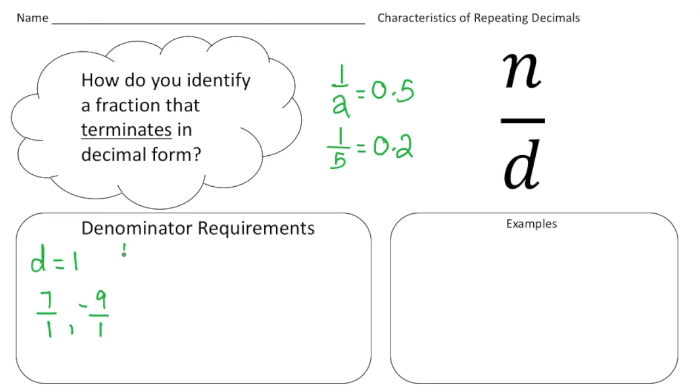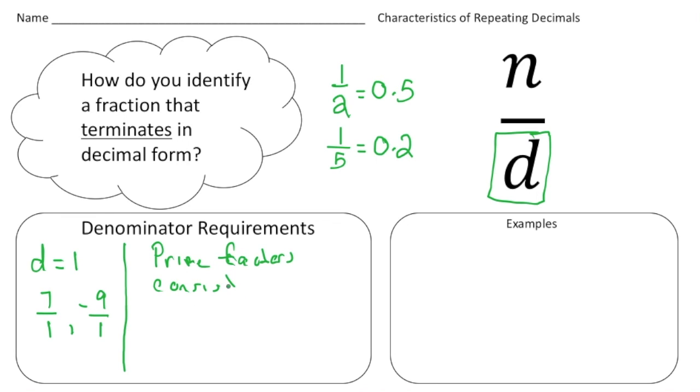Now, this one is a little more advanced. The second characteristic is when you look at the denominator, in this case our letter D, and you factor it, the important thing is that the prime factors consist of 2 and 5.